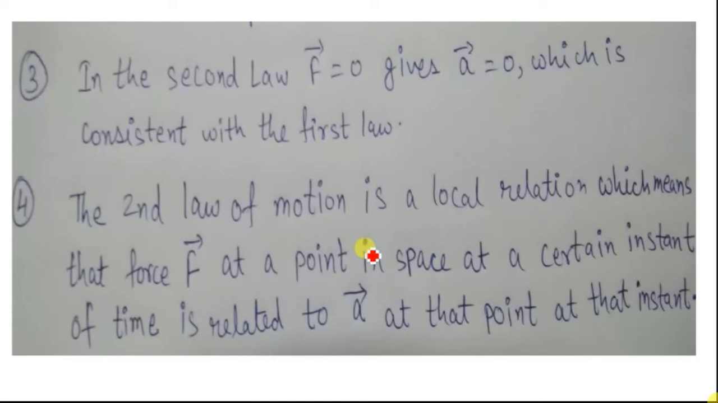In the second law of motion, if F equal to 0, it gives a equal to 0, which is consistent with the first law. The second law of motion is a local relation, which means that the force at a point in space at a certain instant of time is related to a at that point at that instant.